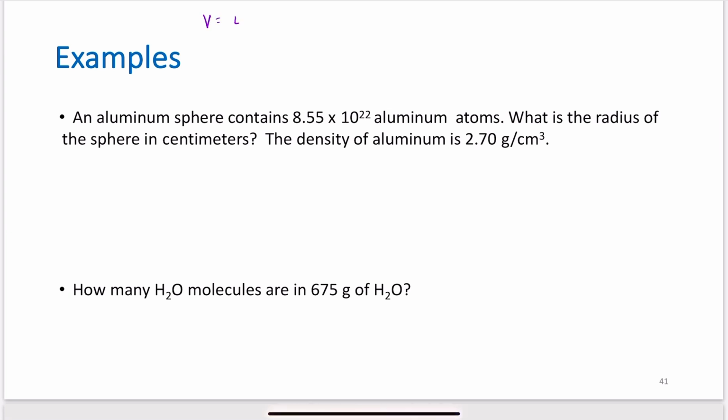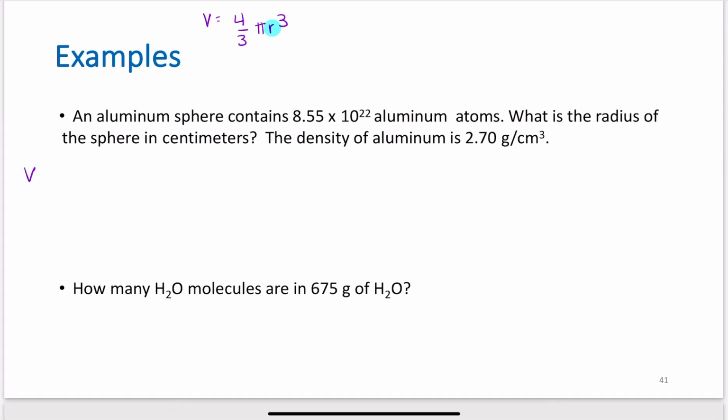Well, I know that volume is equal to 4/3 pi r cubed. I see the r right here for the radius, right? So I must be looking for volume here because I've got to undo it to find the radius. So I'm going to be looking for that volume of the aluminum.